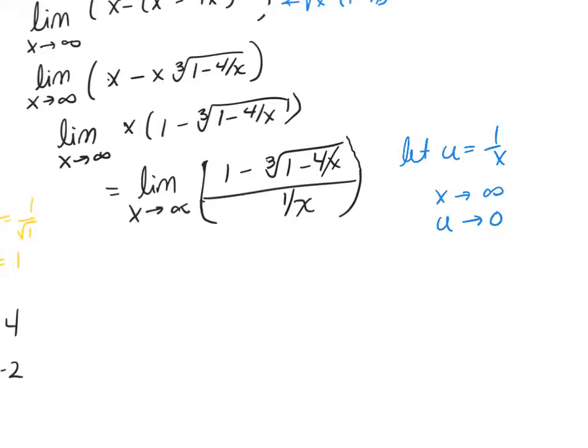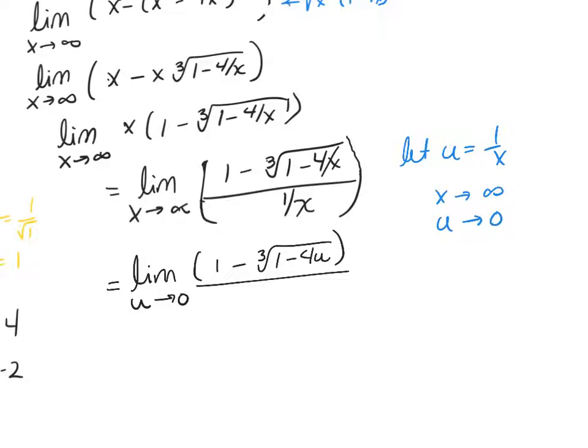So doing that replacement, I now have the limit as u goes to 0 of 1 minus the cube root of 1 minus 4u, all over u. Now we're going to go ahead and do the derivative of this, because we now have L'Hopital's. It says I'm going to get 0 in the numerator and 0 in the denominator, so I can use L'Hopital's. So I'm going to do the derivative.